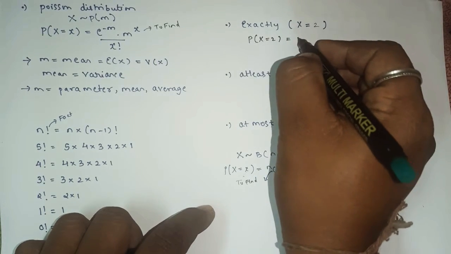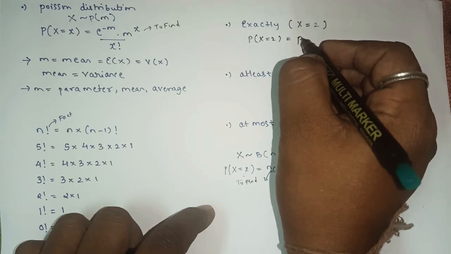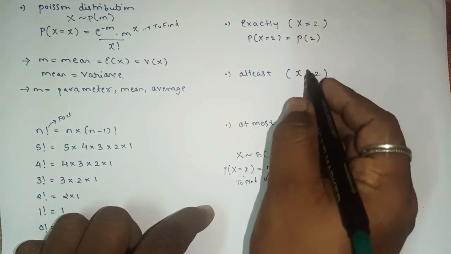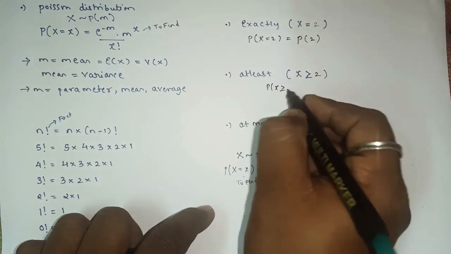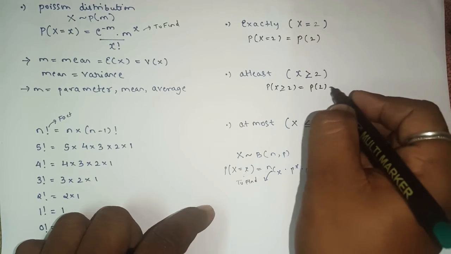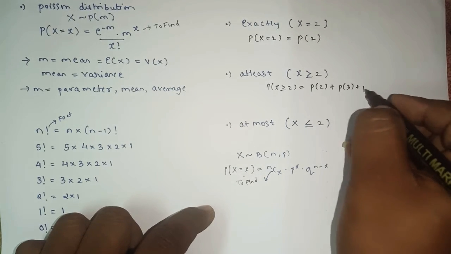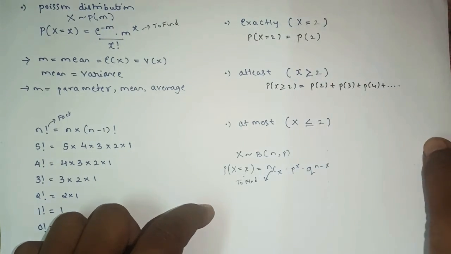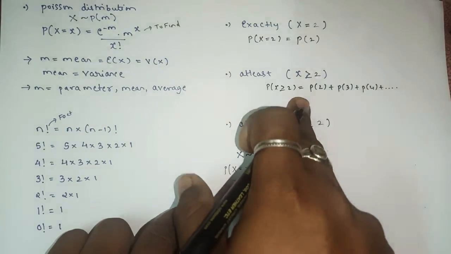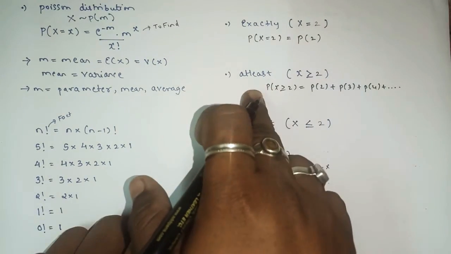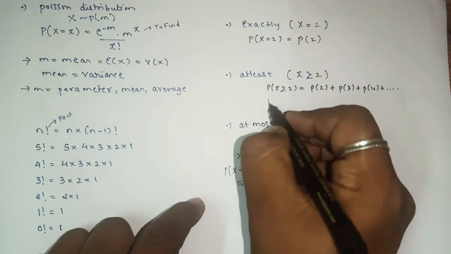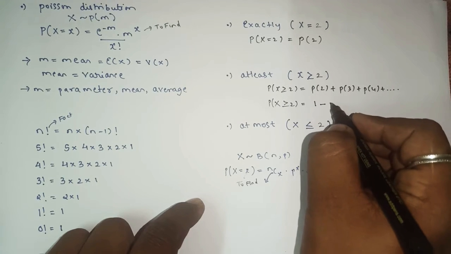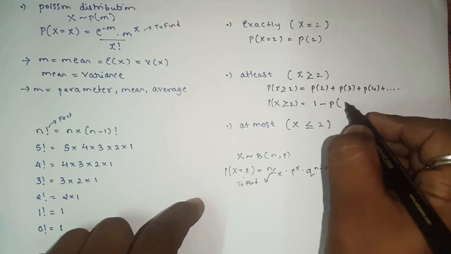It means we have to consider only the value of 2. Yes or no? What do you mean by x greater than or equal to 2? It means it contains 2, 3, 4 and then goes on. As in the last lecture, when we were dealing with the sums on the binomial distribution, I had explained that for at least we can use the shortcut formula. So what was the shortcut formula? Simply write 1 minus P of x.